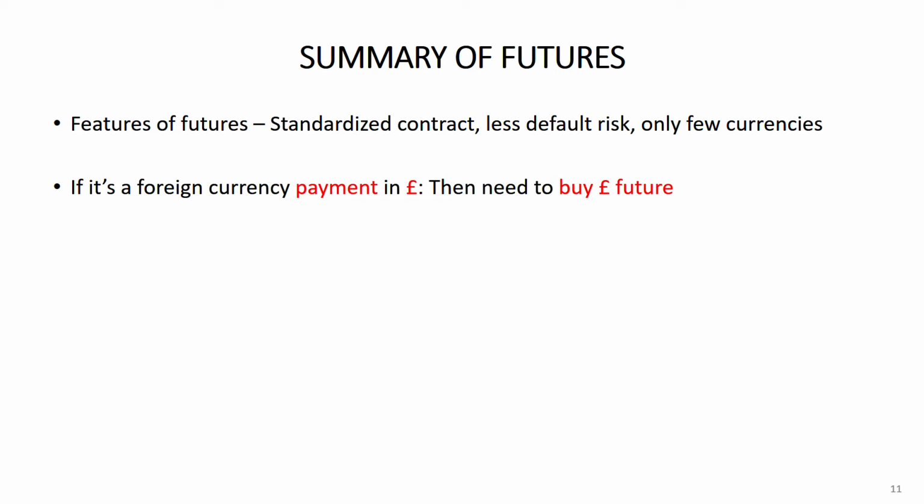Then you need to say buy or sell future. But just buying or sell future is not enough. You need to name the currency. Which currency? Buy pound future, buy dollar future. Like this, you need to name. That's why I've highlighted in yellow, buy pound future.